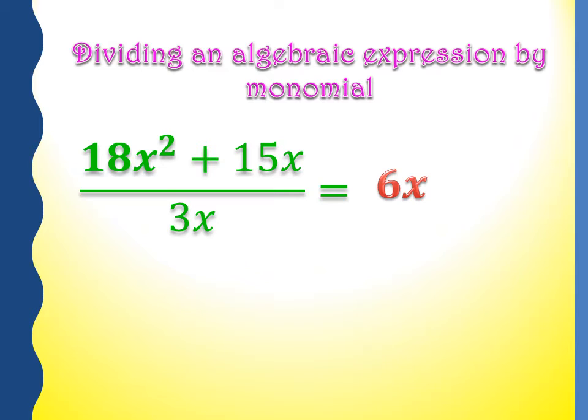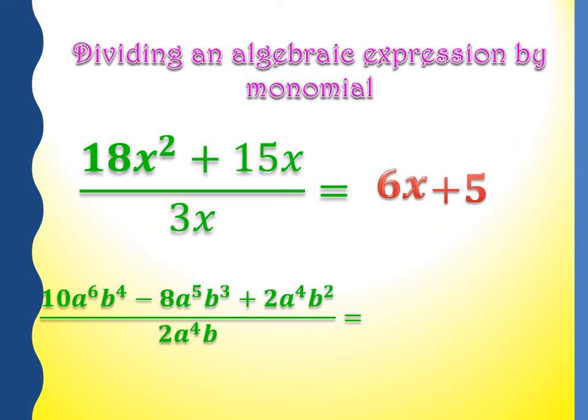After that, divide the second term by this monomial. 15 divided by 3 equals 5, and x divided by x equals 1. Then the answer of dividing this binomial by this monomial is 6x plus 5.